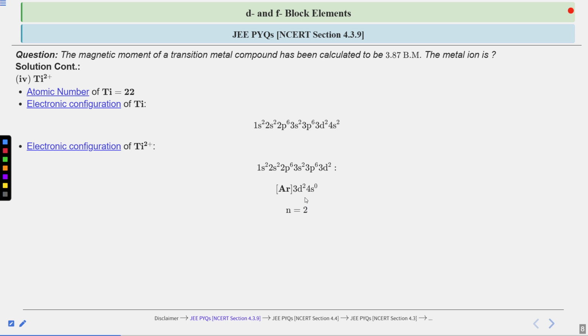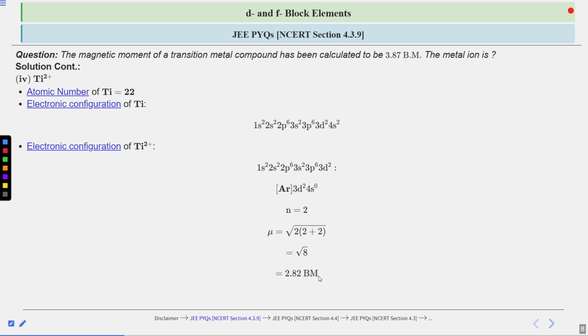From here, the n value is coming out as 2 from the d2 orbital. So when you put it in the magnetic moment formula, it will become under root 2 times 2 plus 2. 2 plus 2 is 4, 4 times 2 is 8. So mu equals under root 8, or 2.82 Bohr magneton. 2.82 and 3.87 are very, very different. So this can't be the correct answer, right? Because the magnetic moment value is not matching.